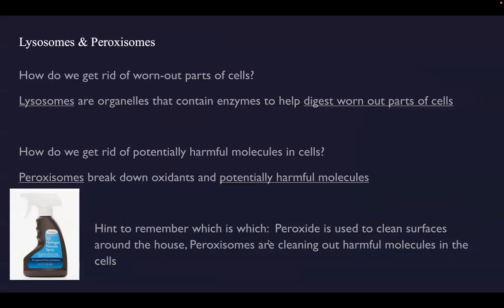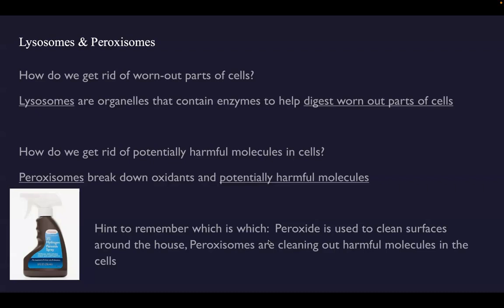Okay, so how do we get rid of worn out parts of cells? Cells are constantly being turned over and digested and broken down into parts that can be reused. Lysosomes are the organelles that contain enzymes to help digest worn out parts of cells.